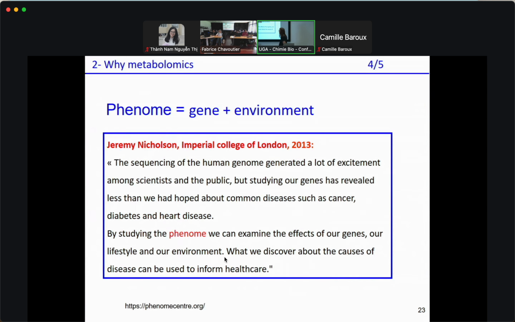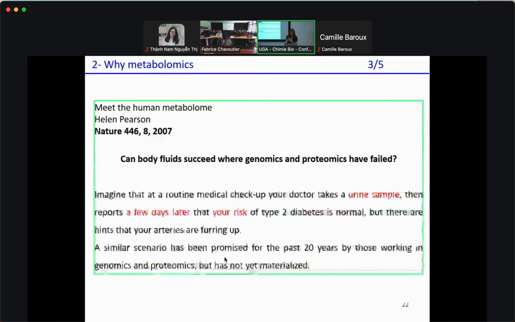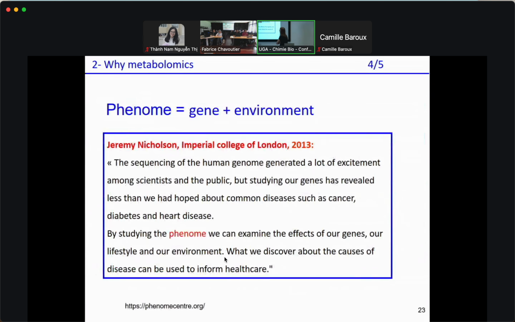In France, I don't think so. They study a lot of pathology, and I will explain how it works. So these are two important points: the previous paper from Nature, and this important paper by Jeremy Nicholson at Imperial College London. He was a specialist in NMR at the beginning. He was a chemist, and now is completely involved in clinical application of metabolomics.